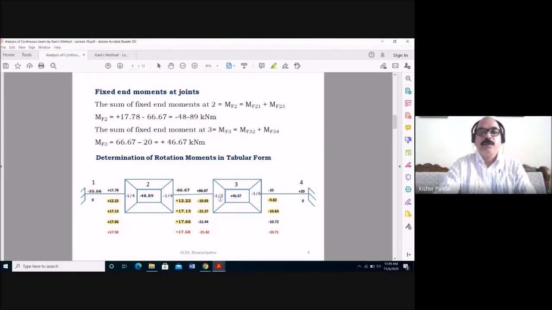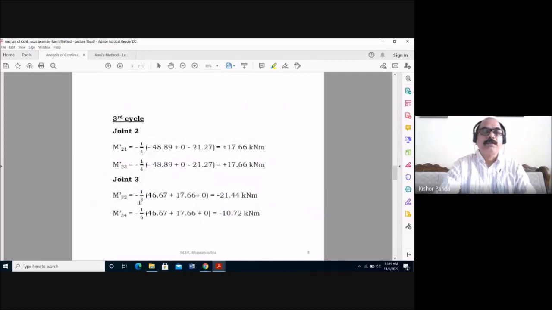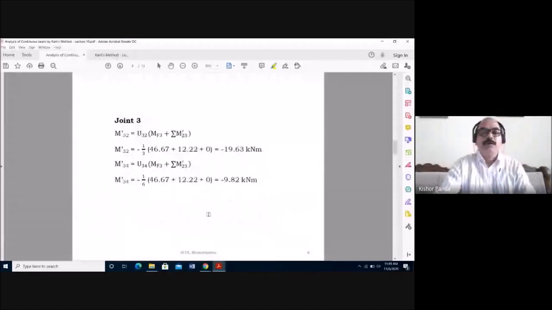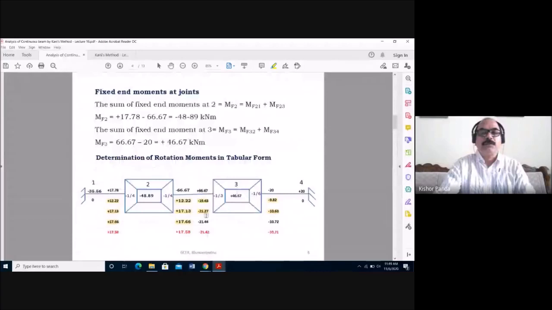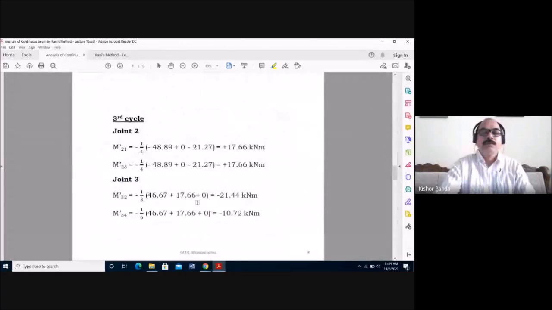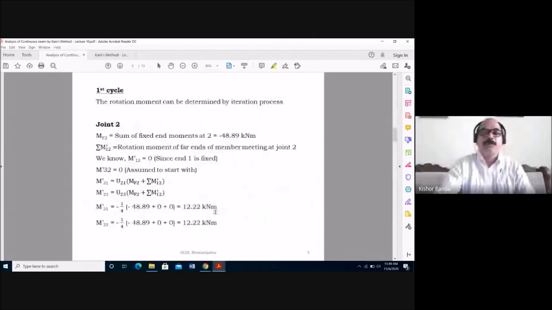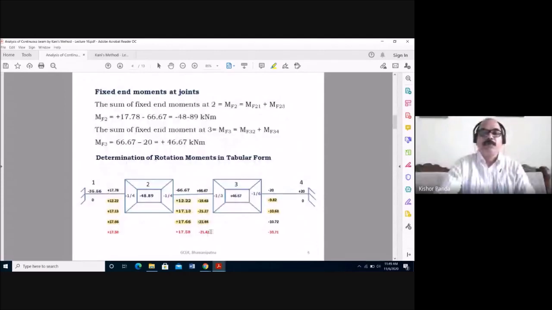And you know these two, the rotation factor and the fixed end moment of joint 3. But you have to take the far end rotation moment, which is this one. So in the third cycle, minus 1 by 3 into 46.61 plus 17.66 plus 0. This side is 17.66 and this side is 0. Here you got minus 21.44 kilonewton meter. So you have to put here minus 21.44 kilonewton meter.